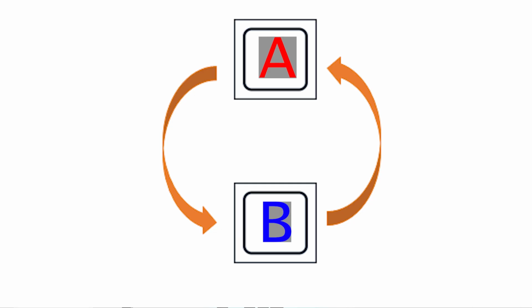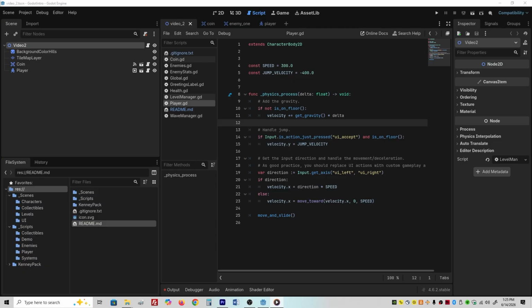Another trap is circular dependencies. A circular dependency happens when two systems rely on each other directly, like script A calling a function in script B, while script B tries to call script A. This makes code fragile and prone to breaking. Don't let systems directly talk to each other's scripts. Instead, route communication through signals or external scripts. One common pattern is for both systems to talk to a neutral controller.